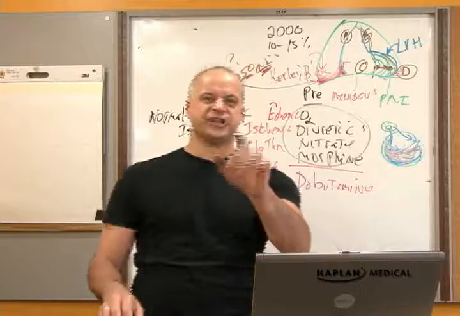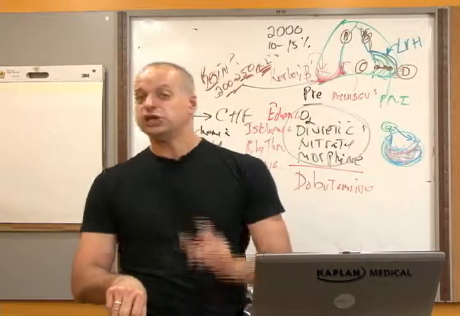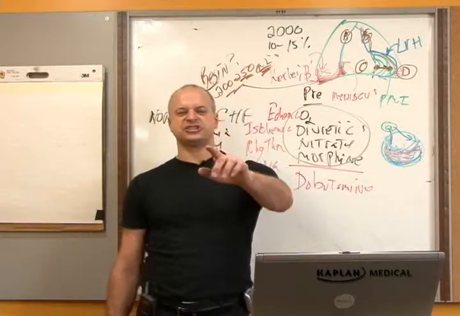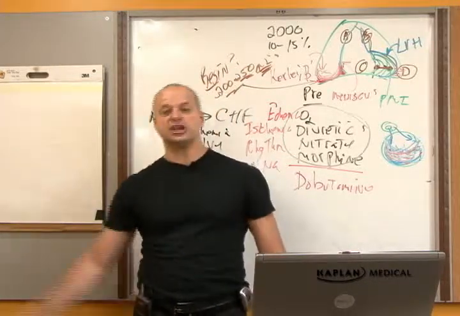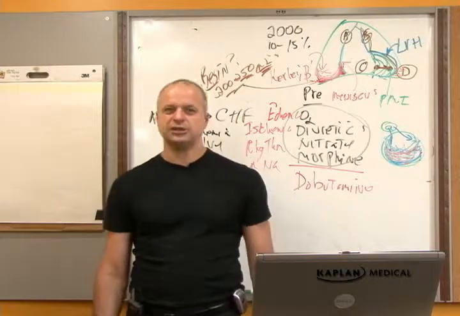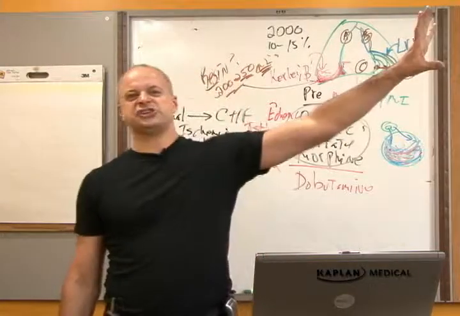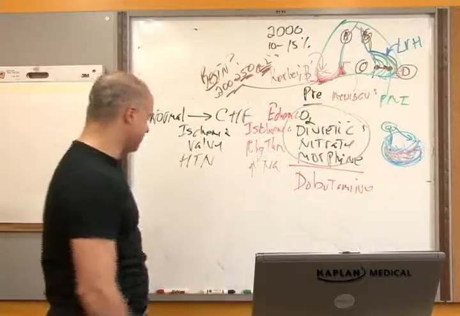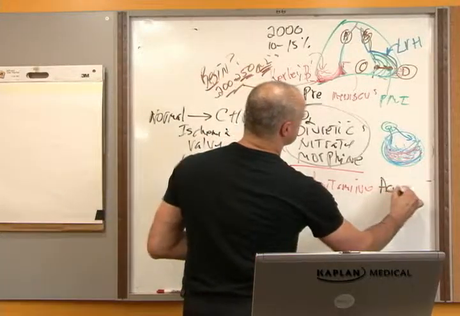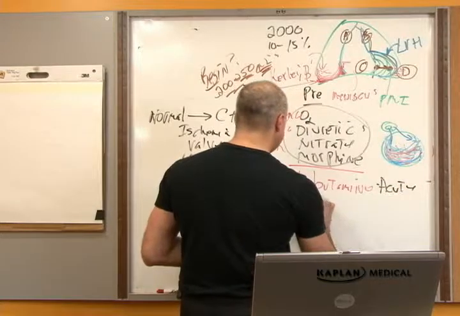Dobutamine is a positive inotrope. It increases contractility. Dobutamine also decreases afterload. Dobutamine contracts the heart and decreases afterload. Dobutamine is only used acutely, as a positive inotrope.